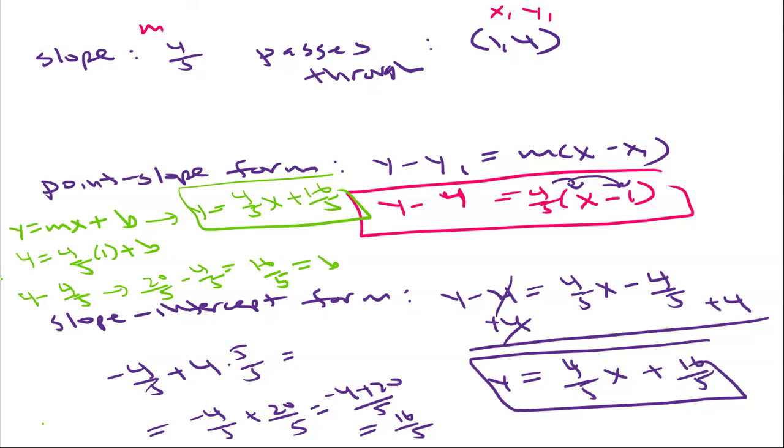Anyway, you can either write it in point slope form and then just do the distributive property, or if you want to go straight off the bat using the slope intercept form, you can do that too. But make sure you know how to do both ways.